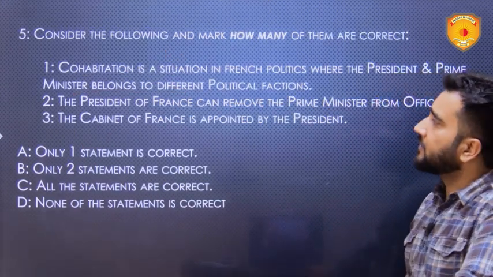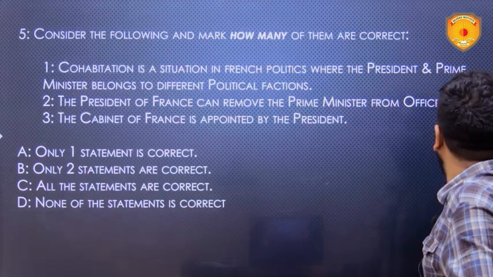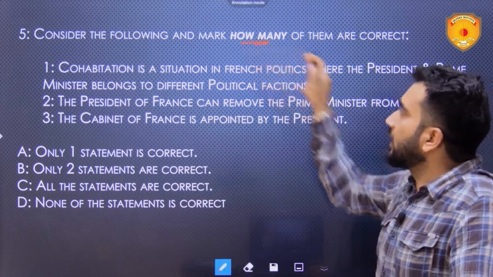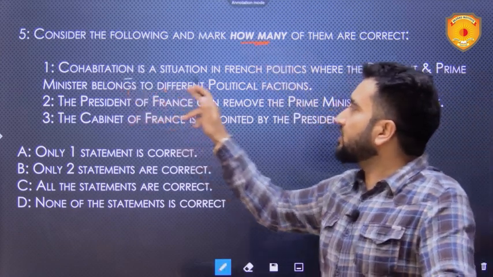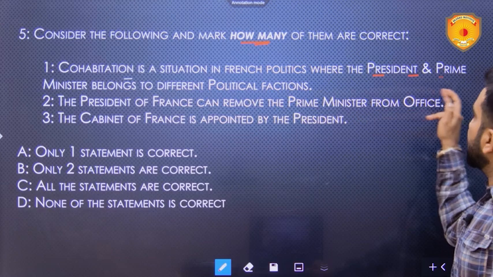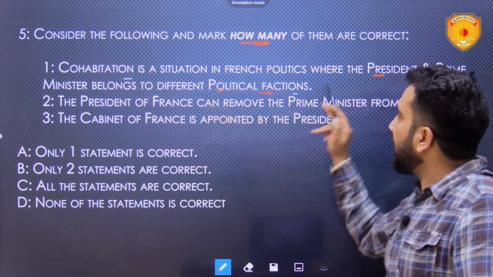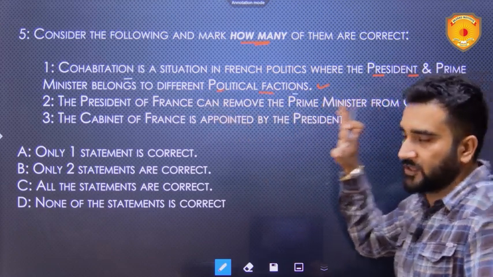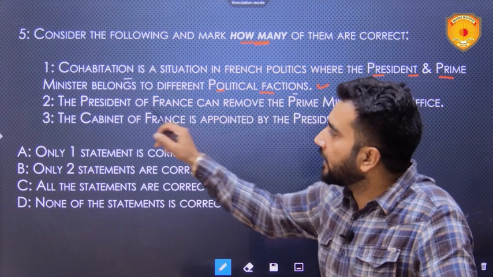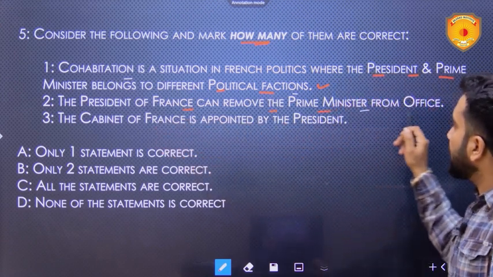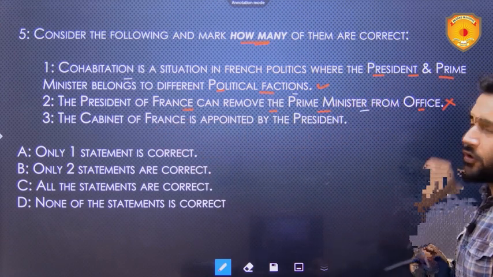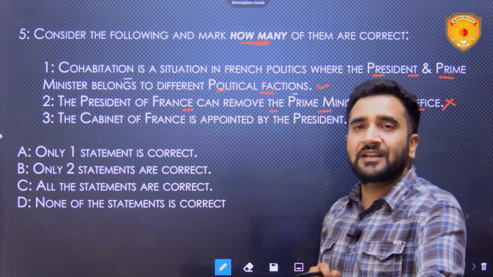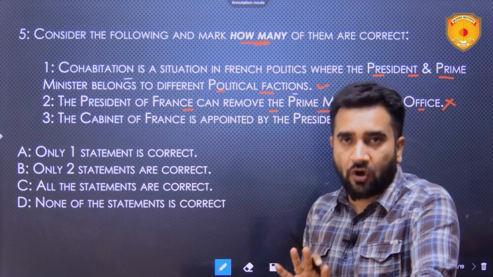And last is consider the following and mark how many of them are correct. So how many is the keyword over here. Cohabitation is a situation in French politics where president and prime minister belong to different political factions. This is true. We studied explicitly about cohabitation. Second, the president of France can remove the prime minister from office. It is not true because the president can request the resignation of the prime minister.